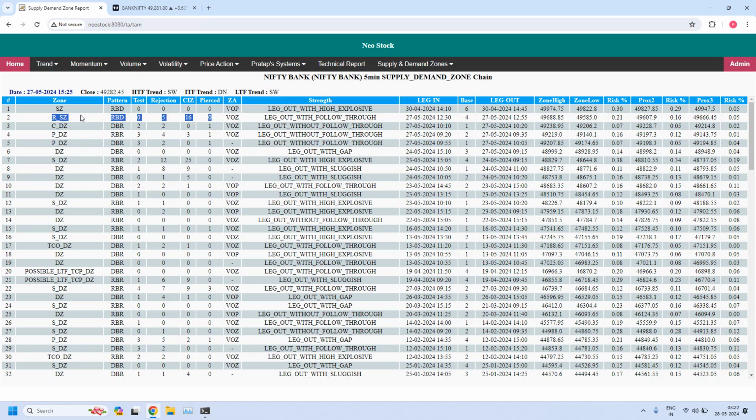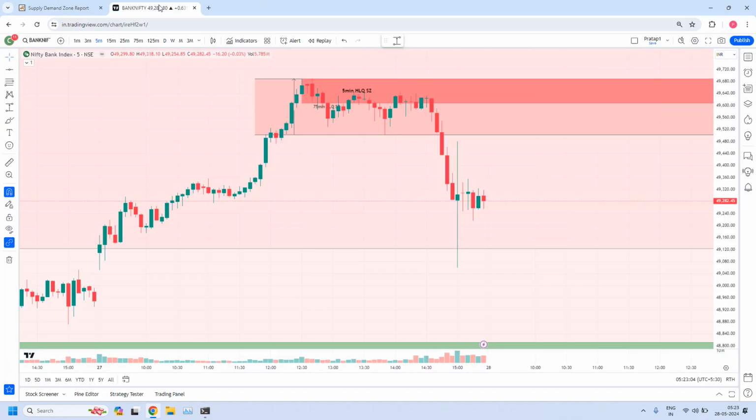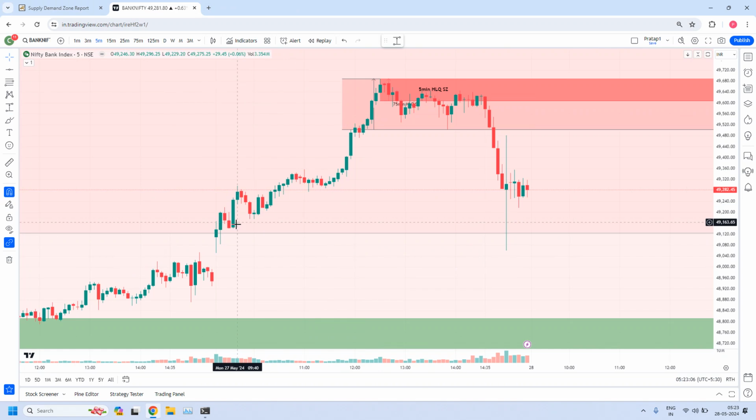Any other 5-minute zones are available? No. Any demand zones are created today? A high liquidity demand zone is also created today. There are 2 more zones created today, but they are all pierced. But this high liquidity demand zone is the most recently available. Let us draw this. That is a 27 at 10:10. So this is the one, 10:10.